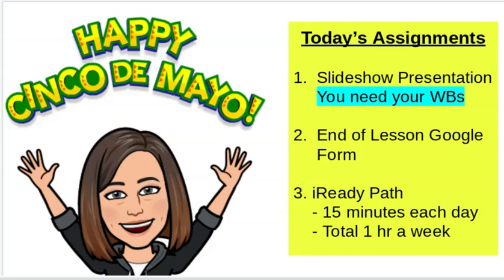Taking a look over here on the right hand side, you guys are going to be working through this presentation with me, and you're going to need your math workbooks. At the end of the lesson, you will complete a Google form, and you still have your iReady path, 15 minutes each day. You need to hit 60 minutes by the end of the week.